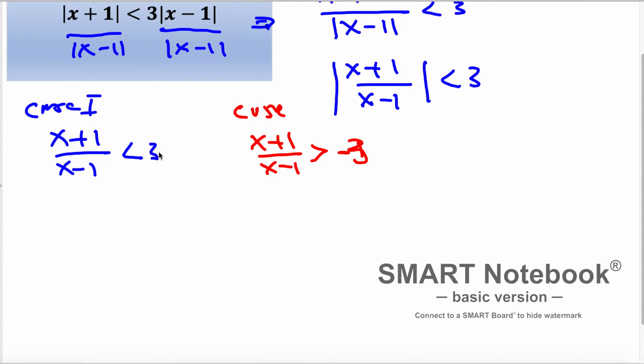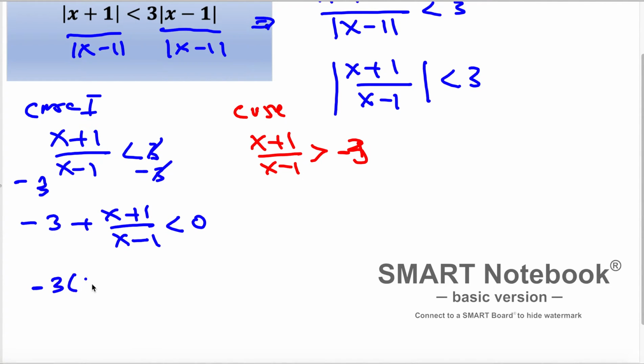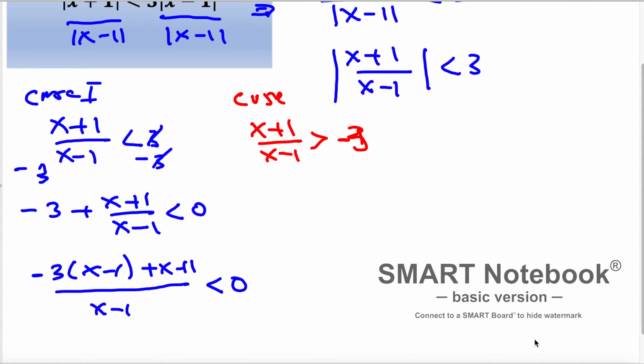In case 1, now we are going to subtract 3 from both sides, minus 3 both sides. And we get minus 3 plus x plus 1 divided by x minus 1 is less than 0, because this can cancel. And now because x minus 1 is the same denominator we want to make, we can write minus 3 times x minus 1, so everything is divided by x minus 1. And here is plus x plus 1 is less than 0. So this is case 1.